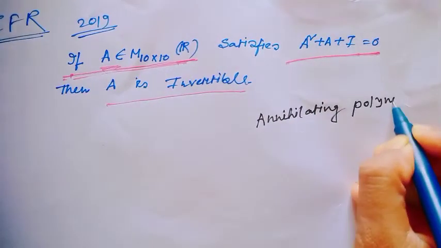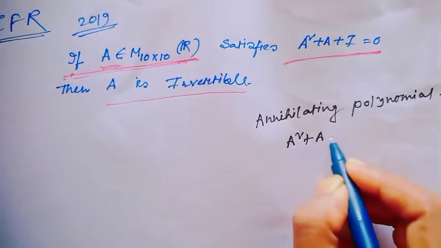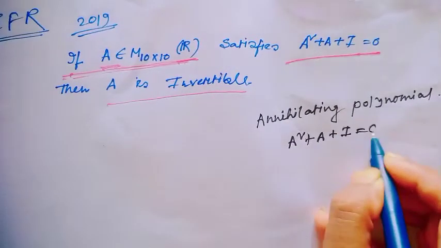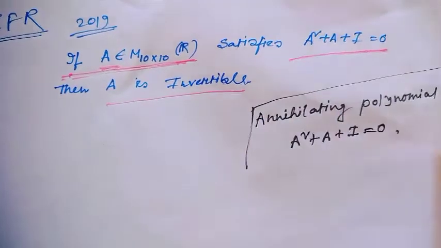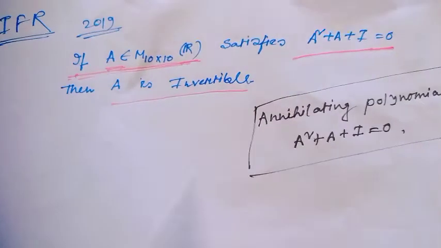Okay, which is A square plus A plus I identity equal to 0 operator. This is the annihilating polynomial. By the annihilating polynomial we have to prove A is invertible.